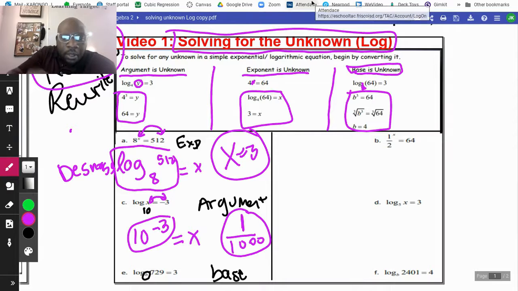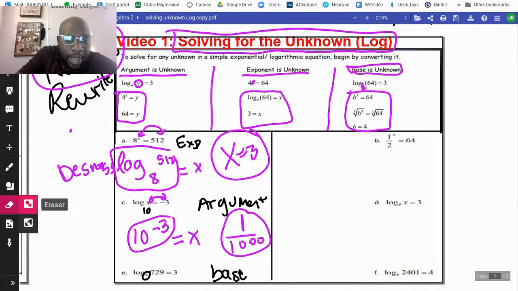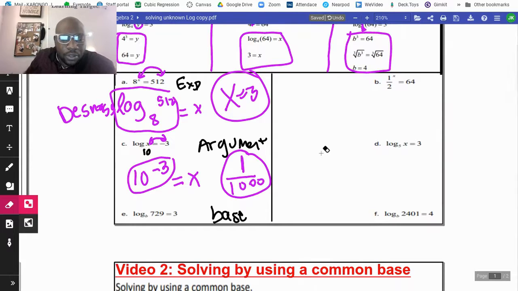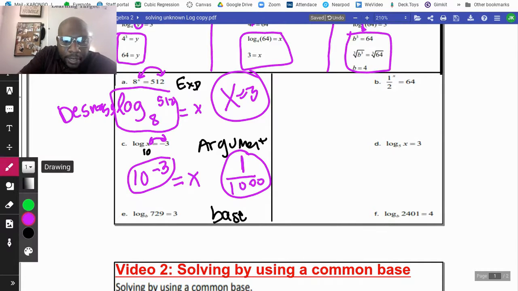Last one. All right, so what's the first thing you would have to do, ladies and gentlemen? Let's move this down a little bit. First thing you have to do is what? Rewrite it. All right, so let's rewrite this. If you rewrite this real fast, you would have your base, and then swap these. You get 3 here, you get 729 right there. All right, what do we do next?